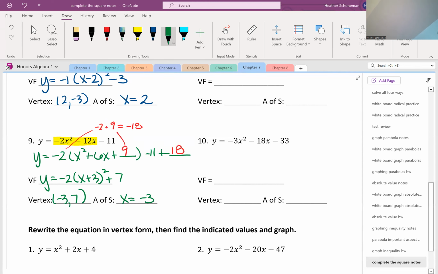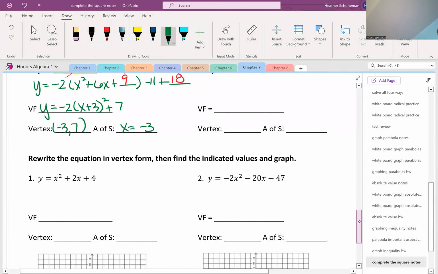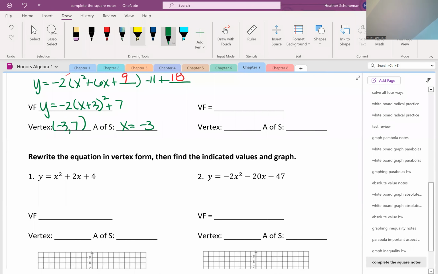All right, let's try a couple real fast where we have to graph. Okay, on number 1, when we complete the square, we need an invisible positive 1, which we have, so we don't have to factor anything out. So I'm going to have x squared plus 2x plus blank plus 4 plus blank. So go back to what we do. Half of 2 is 1. 1 squared is 1.